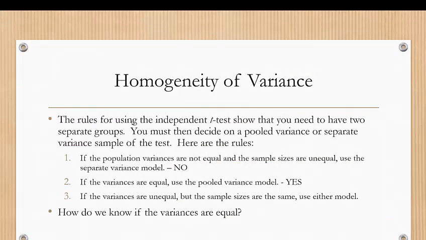So going back to our rules, if the population variances are not equal and the sample sizes are unequal, use a separate variance model. No, we just determined, number 1, that our sample sizes are equal, they both have 7, and number 2, that our variances are equal. So we cannot use the separate variance model. Number 2, if the variances are equal, use the pooled variance model. And that's what we're going to do. We're going to use the pooled variance model because they're equal.